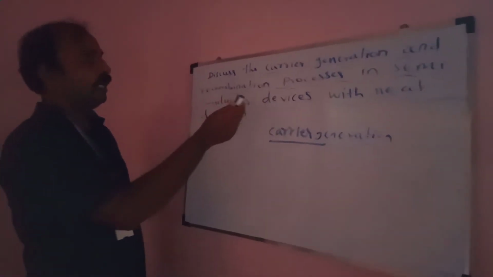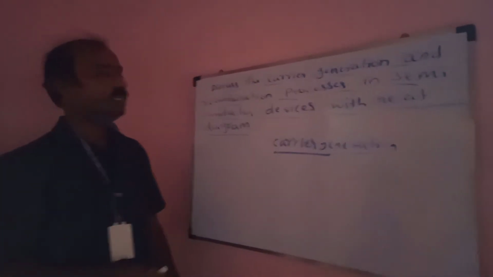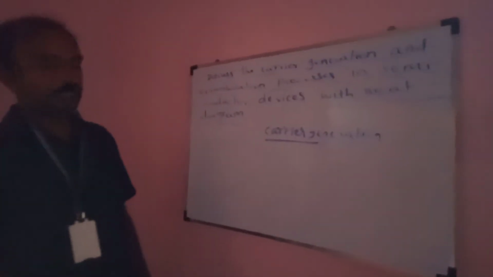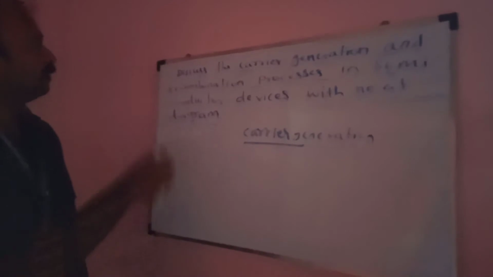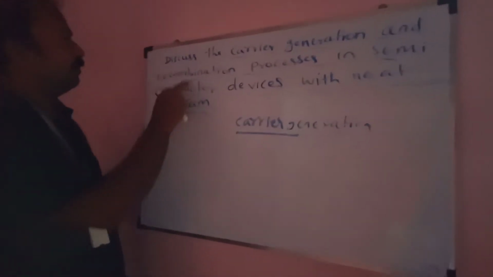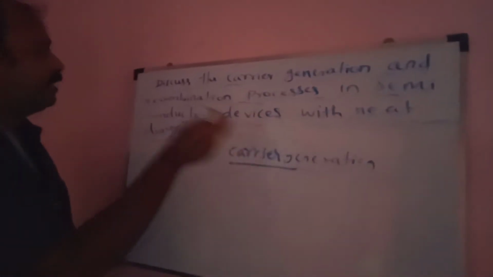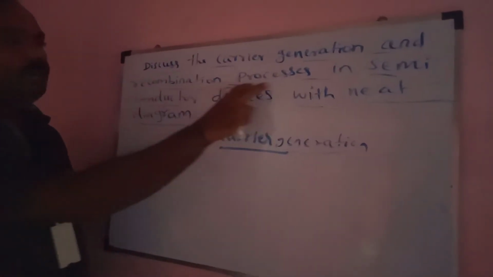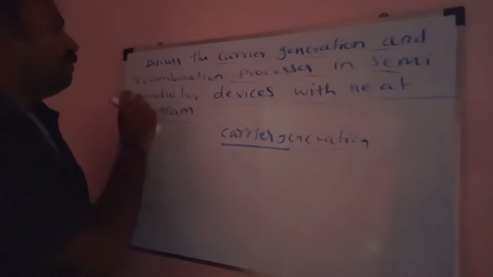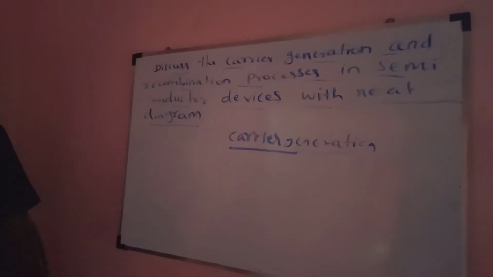Today I am going to teach the third question. This is the third video for IT students, Unit 4. The question is: discuss the carrier generation and recombination process in semiconductor devices with a neat diagram.